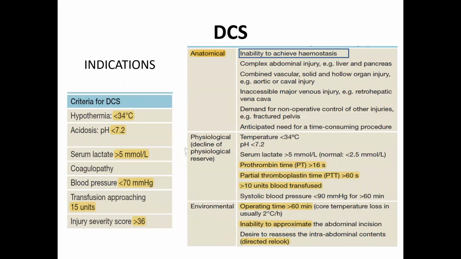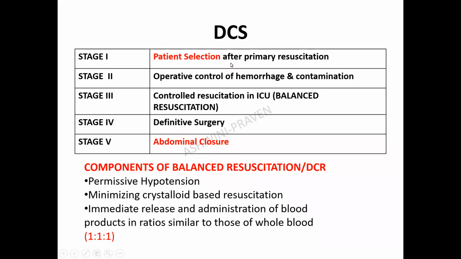So in the operation theater, what are the indications? If you are doing a procedure more than 1 hour in a physiologically unstable patient, because as the operating time increases, the temperature loss is going to happen, 2 degrees Celsius every 1 hour. You want to cut down on that, so you are going to embark on damage control surgery. And you are not able to close the abdominal incision properly, or if you deliberately want to take a relook at the intra-abdominal contents, then you have to go for damage control surgery. So anatomical, physiological parameters and the operating time, the operation theater factors. This can be asked in MCQ, very important slide.